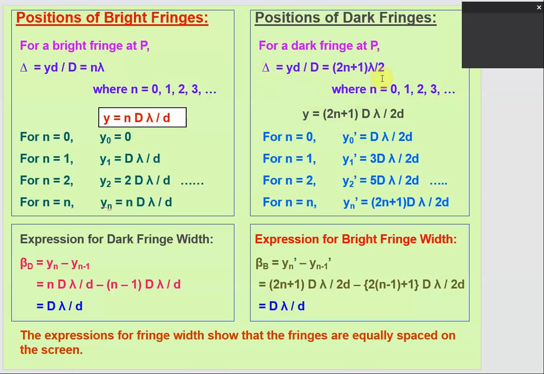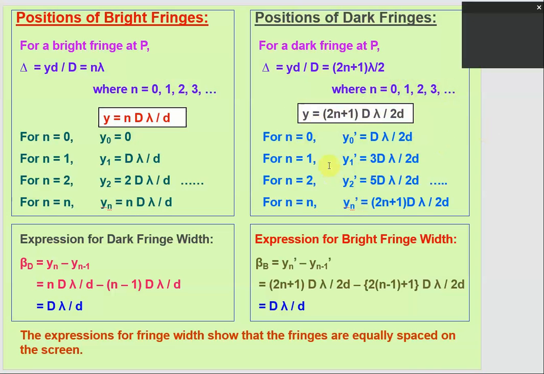Therefore, the position y of those dark fringes can be calculated using this formula. We are finding y from here. So y is nothing but capital D goes to the other side and multiplies, and small d divides, right? So y, the position of all the dark fringes, is given by this expression. Now by substituting the values of n, 0, 1, 2, 3, we can calculate the position of the first dark fringe, second dark fringe, third dark fringe, and so on, or any number of dark fringes.